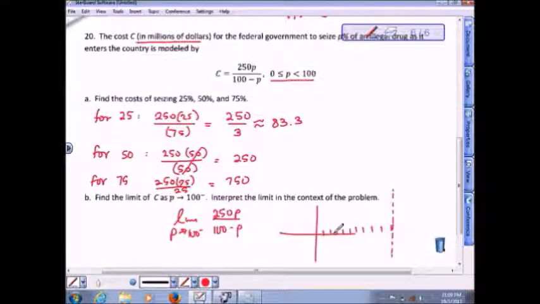So at 25%, which was about right here, they were at 83 million. At 50%, they were at 250. At 75%, they were way up here. So the costs are going to, as the graph approaches this vertical asymptote of 100, where's the graph heading to? And the answer is it's heading to positive infinity. So the answer to this is infinity.